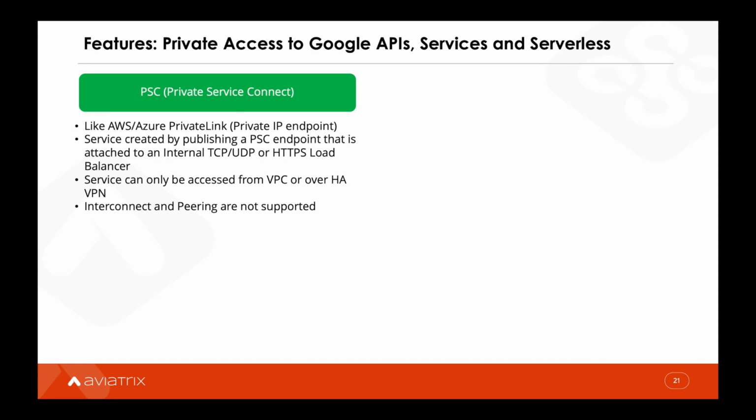Services are created by publishing a PSC endpoint that is attached to an internal TCP or UDP or HTTPS load balancer in the background. You can access those services directly from the VPC, or if you have an HA VPN, you can also use that to connect to those services. Google Cloud Interconnect and peering are not supported with PSC.